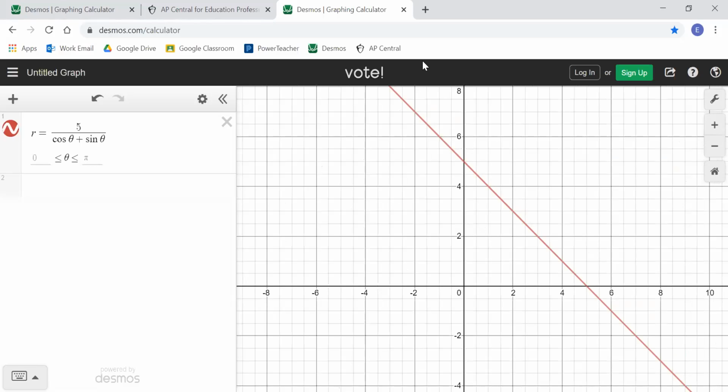I did share the Desmos, right? You guys can all see Desmos. Yes. All right. And if you don't have the Desmos app on your phone, I would suggest downloading the Desmos app on your phone. It's super convenient to have.